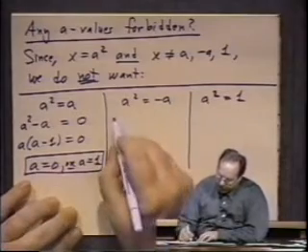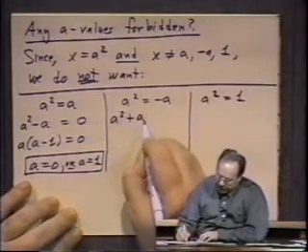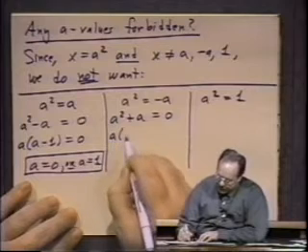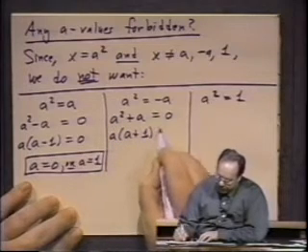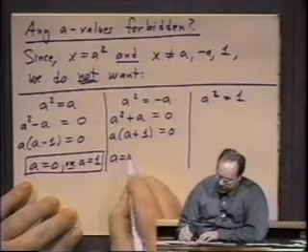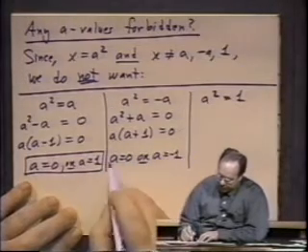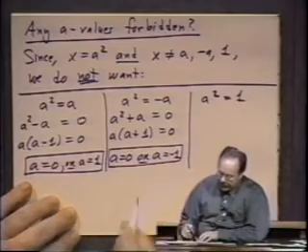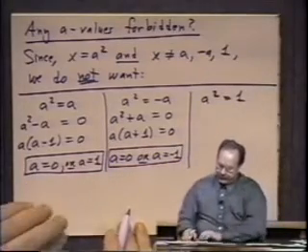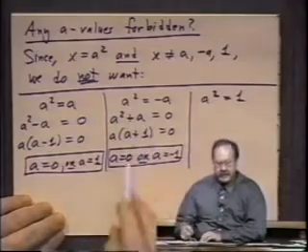Over here we can do a similar argument. a squared plus a is equal to 0. So that's a times a plus 1 is equal to 0. And so that's a equals 0 for the first factor, or a equals minus 1. So we've gained a new number here, the minus 1 that we don't want a to be, because either one of these would cause a squared to be minus a.